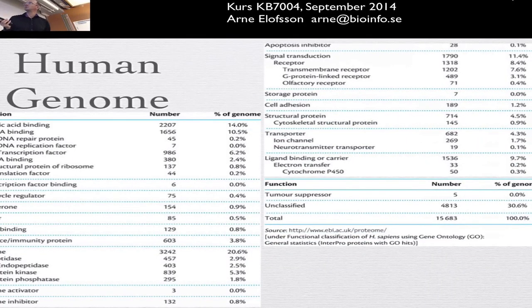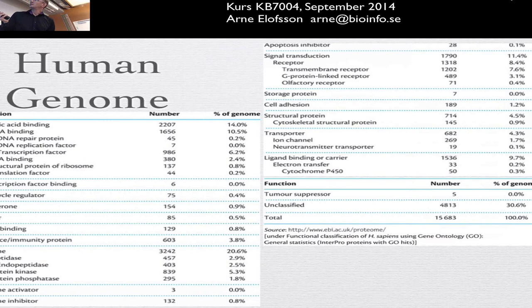Then, going on to the human genome, you have a lot of genes involved in DNA binding, for instance, the most common category. And that's, of course, because you need to regulate which other genes are expressed. You have a hormonal response somewhere that tells certain genes to be expressed so that this cell can start doing its job, because all the different cells are different.